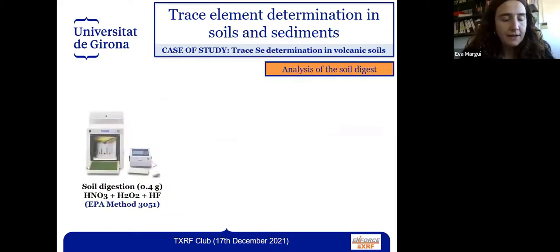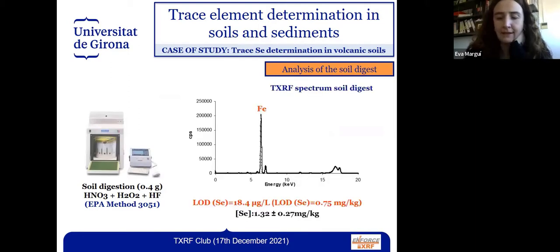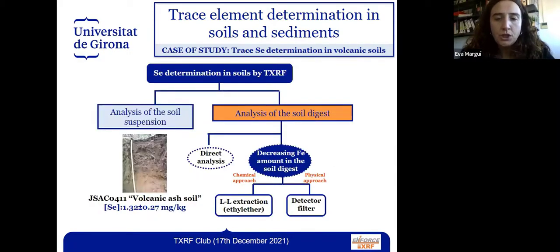For the digestion, we used a standard method, the EPA method 3051, and then after obtaining the soil in liquid form, we analyzed it. As you can see here, the main problem was the high iron peak present in the spectra, which limits the limit of detection for selenium to around 0.75 ppm. So in order to decrease this limit of detection, we decided to study two different approaches to decrease the iron amount in the soil digest.